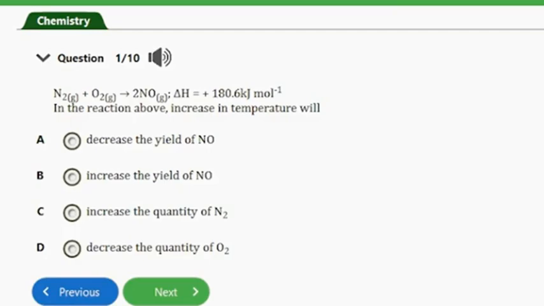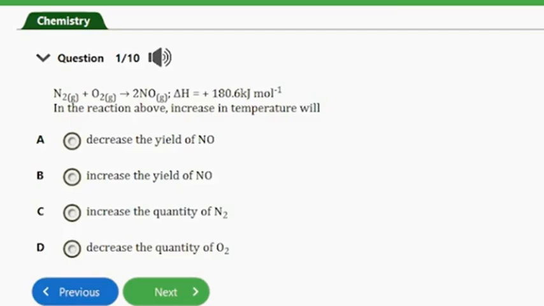So guys, we're starting with the first question here, and here we have an equation of a reaction. So we have N2, which is nitrogen gas, plus O2, which is oxygen gas, reacting to produce 2NO gas, and that's nitrogen monoxide gas. So guys, we have delta H to be positive 180.6 kilojoule per mole.